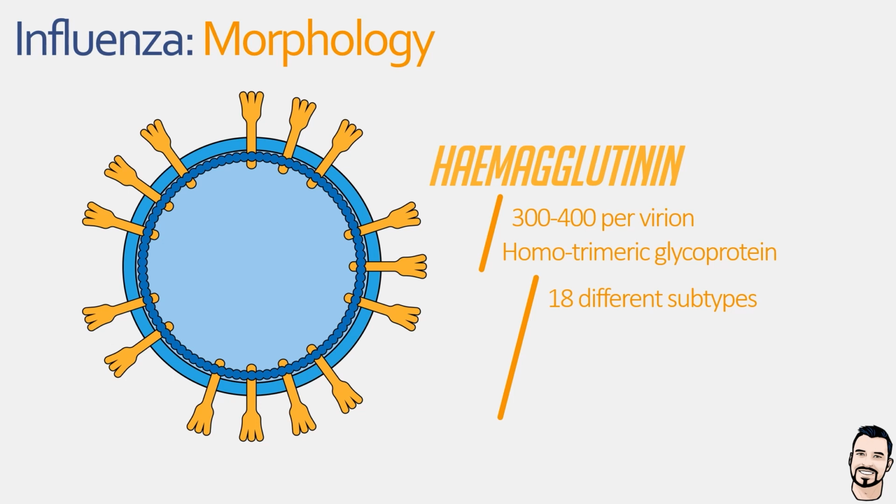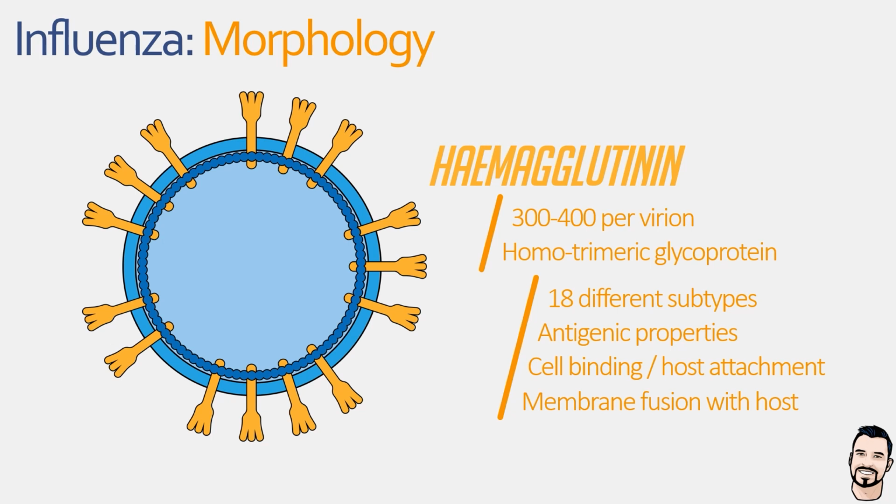Now, one important aspect as an outward-facing protein is that it has antigenic properties, meaning it can be detected by the host immune system. However, its outward-facing nature is crucial to its cell-binding function during the initial stages of host cell attachment. It also helps to fuse various membranes once the virus is taken into a host cell, releasing the viral genome into the unsuspecting host.